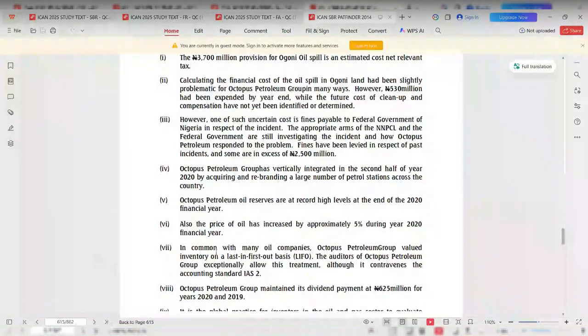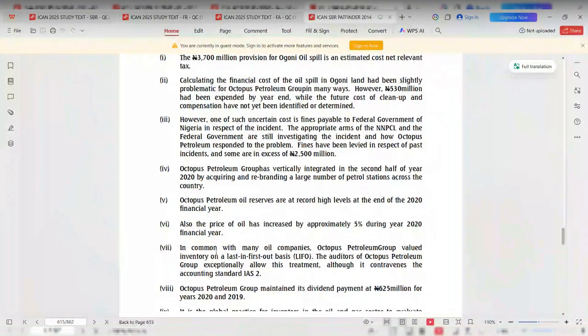We all know that accounting standard IAS 2 says that the measurement of inventory should be at the lower of cost and net realizable value. It states that the acceptable inventory measurement is FIFO, first in, first out, or weighted average. Last in, first out is not acceptable by the standard. But this company makes use of last in, first out. That means the goods that they purchase last are the ones they will sell first.